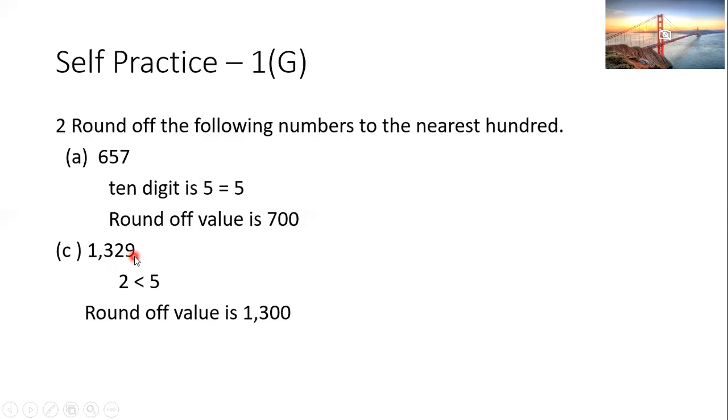And the next, second sum, 1,329. So let's see the rounded value. What's the 10's place value? 2. 2 is less than 5 or greater than 5? Yes, less than 5. What we will do? First write the 1,000 place value 1 and write the 100 place value 3. And you put the value 0 in the 10's place and 1's place. Less than 5, you put 0 in the 10's place and 1's place.